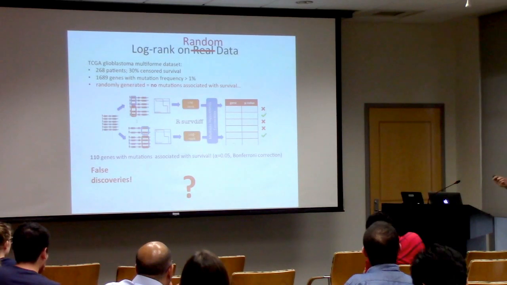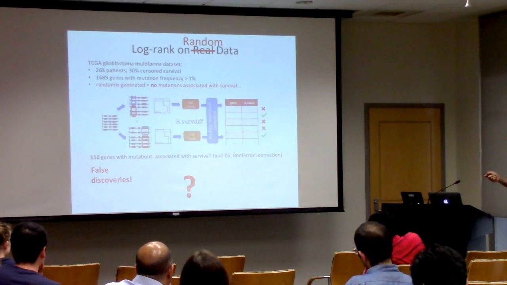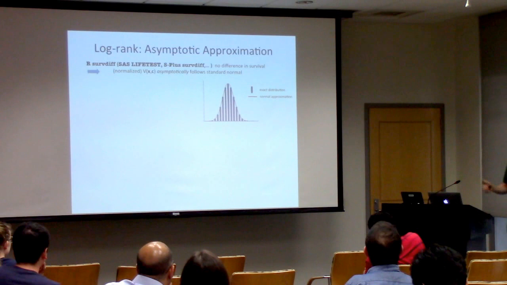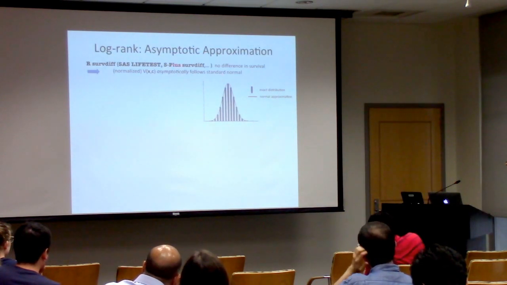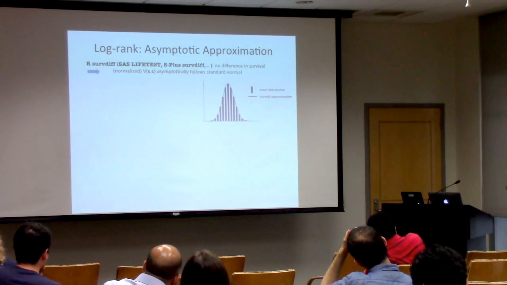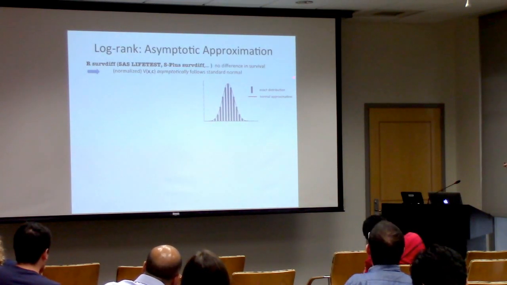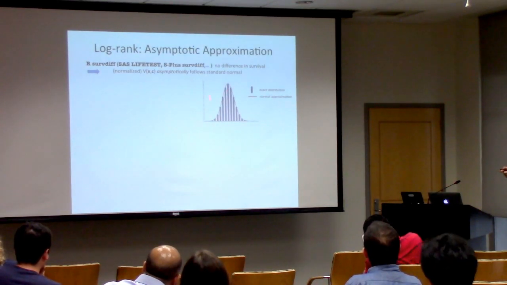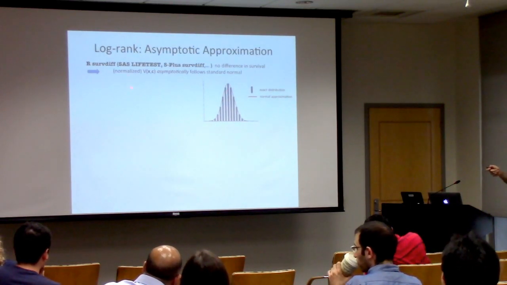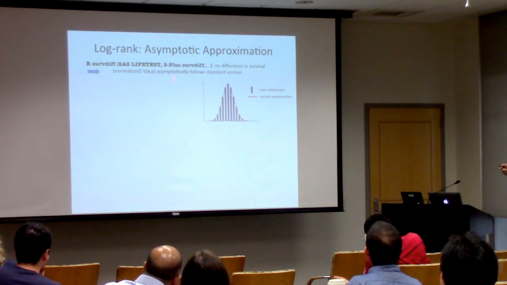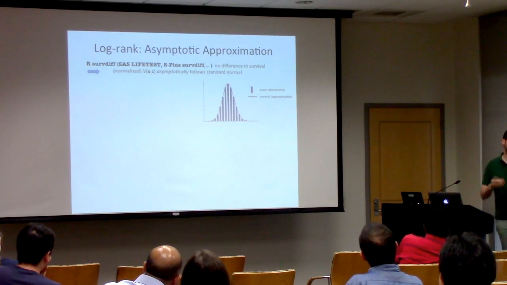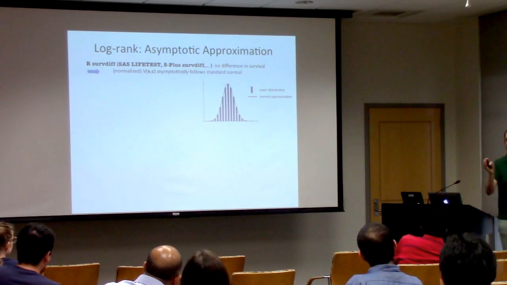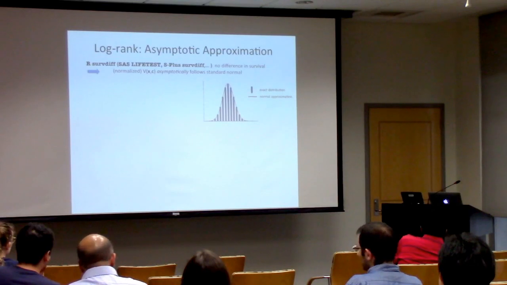Well, the problem is that we were using standard implementations of the log-rank test. The standard implementations of the log-rank test are based on a very nice result that is an asymptotic approximation for the distribution of the log-rank statistic. Under some assumptions, the distribution of the log-rank statistic follows asymptotically a standard normal distribution. It's a martingale, and you can prove that it converges to a normal distribution once you normalize it.